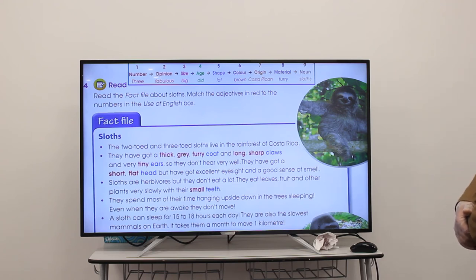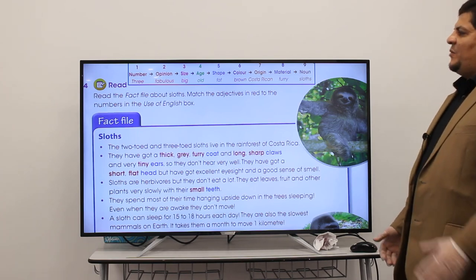They spend most of their time hanging upside down in the trees, sleeping. Even when they are awoke, they don't move. A sloth can sleep for 15 to 18 hours each day. They are also the slowest mammals on Earth. It takes them a month to move 1 kilometer.